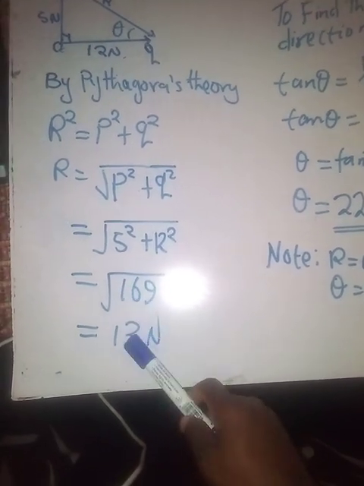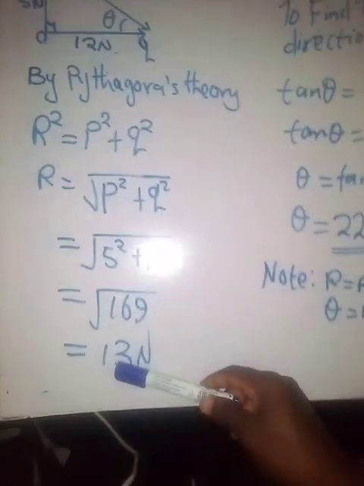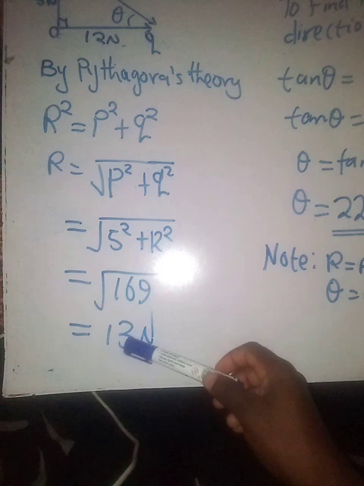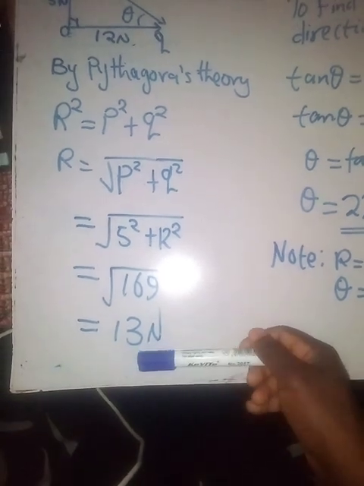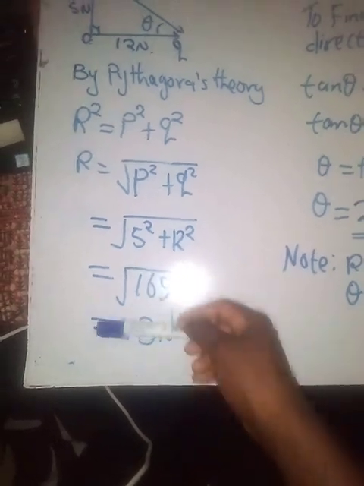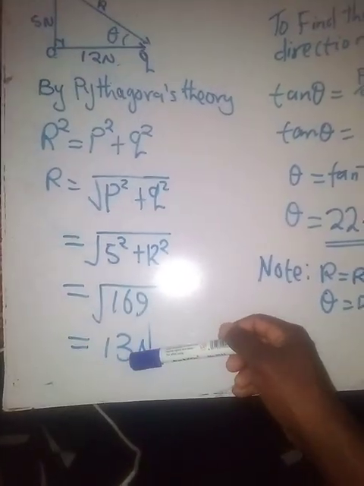This equals the square root of 169, and the square root of 169 is 13. So this is the resultant force we're looking at. And remember, a vector is a quantity that has both magnitude and direction. So having obtained the magnitude, are we going to stop there? No. Let's continue to find the direction.